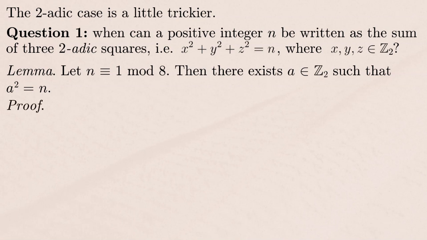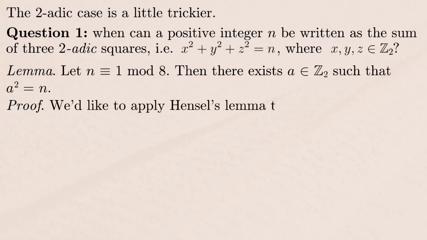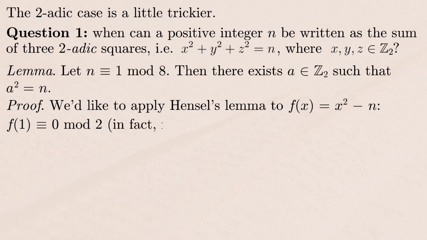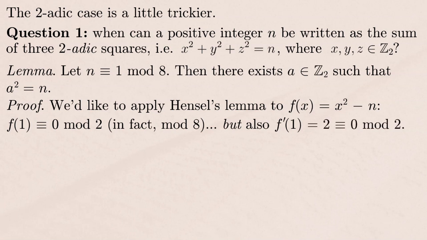The proof goes as follows. Ideally, we'd like to apply Hensel's lemma to f of x equals x squared minus n. f does have a root mod 2. For example, f of 1 is 0 mod 2, it's even 0 mod 8. But this isn't a simple root, because the derivative f prime of 1 is also 0 mod 2. So we can't apply Hensel's lemma directly. But let's try to adapt the proof anyway.